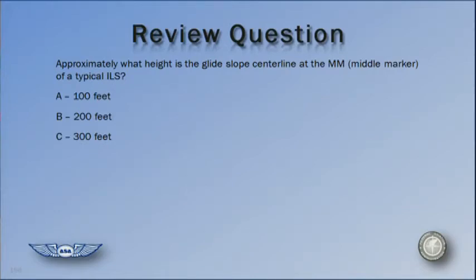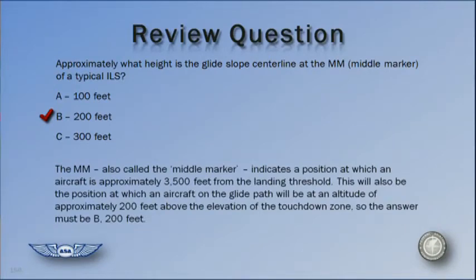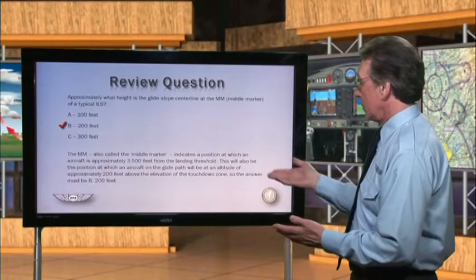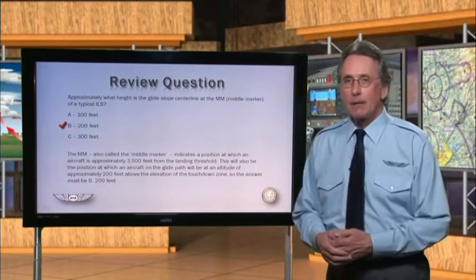Your answer is B. The middle marker, also the MM, indicates a position at which an aircraft is approximately 3,500 feet from the landing threshold. This will also be the position at which an aircraft on the glide path will be at an altitude of approximately 200 feet above the elevation of the touchdown zone. So the answer must be B, 200 feet.